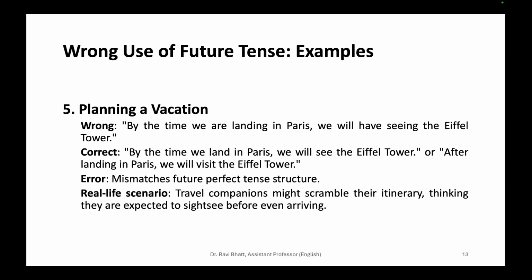All right. And again, in a real life scenario, your travel companions might scramble their itinerary, thinking that they're expected to sightsee even before arriving, creating a condition of chaos and panic. So the correct grammatical construction could be, by the time we land in Paris, we will see the Eiffel Tower, or after landing in Paris, we will visit the Eiffel Tower.